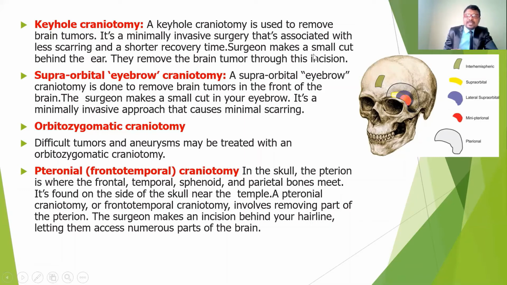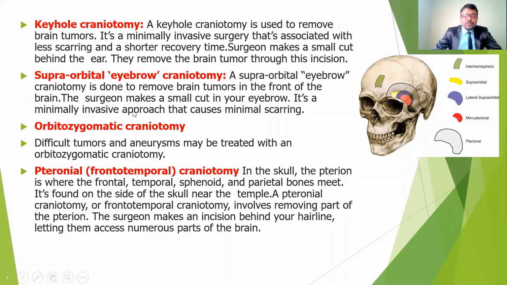So the surgeon makes a small cut behind the ear. They remove the brain tumor through this incision. They are going to make the small keyhole behind the ear, and through this keyhole they resect the tumors. So that is keyhole surgery.